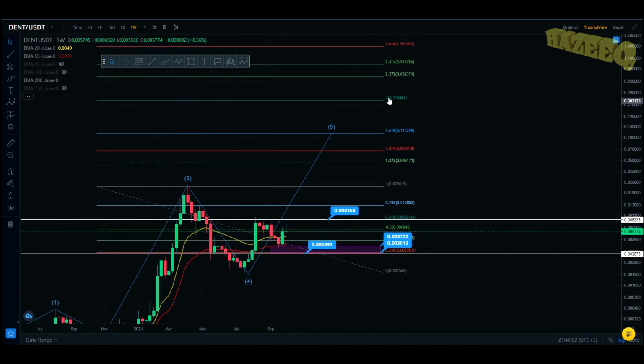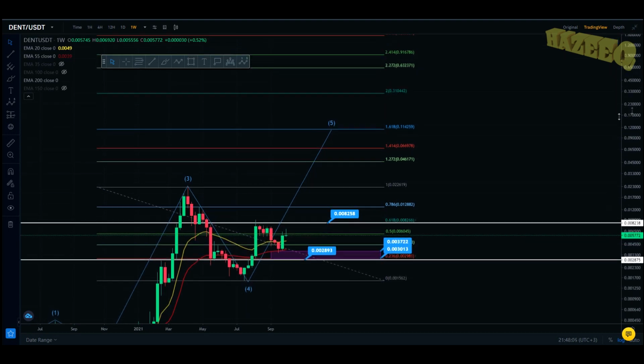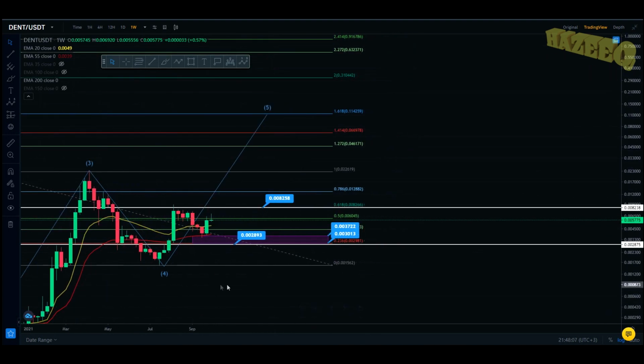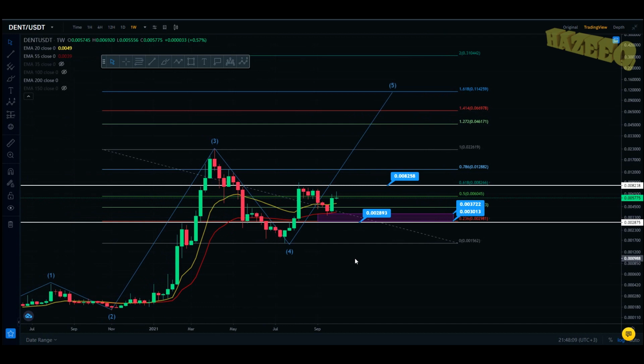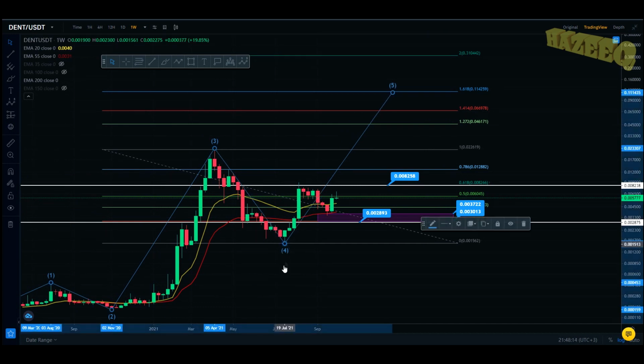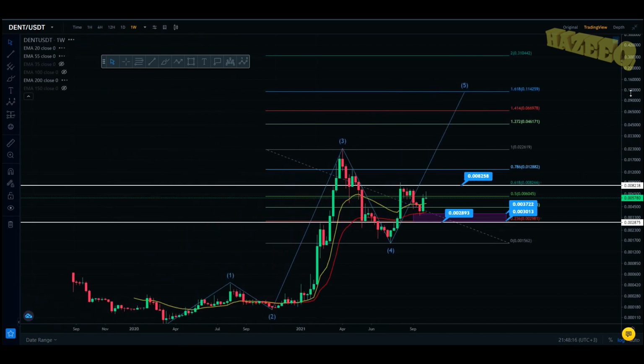Obviously, you can get the overextension to the second fib level at 31 cents, but we have to be a bit more realistic and not expect ultra gains, because they are possible, but you still have to manage your expectations. So you can see that we have the Elliott wave theory going on over here as well.